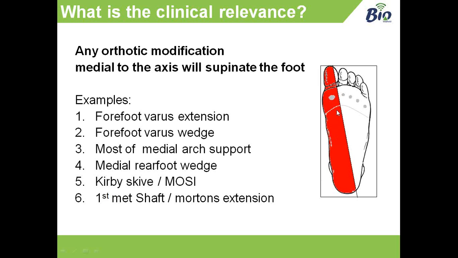So we could put a forefoot varus extension on there, a forefoot varus wedge. Most of the medial arch support there, or most of the medial arch could have some filling into it. We could have a medial rear foot post, which I think is probably the most common. If they're excessively pronating or we need a bit more control, we could go with a Kirby Skive, a medial Skive, or a Mosai. And we could also go with a first Met cut-out or a Morton's extension. So there's probably many more out there. There's probably others that some of you use, but those are probably the ones I would say are the most common.